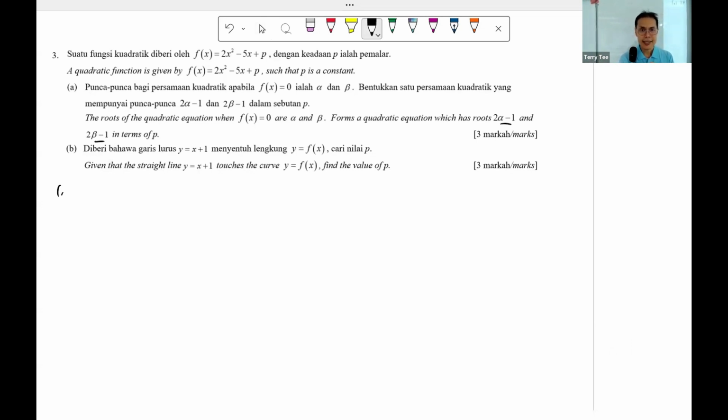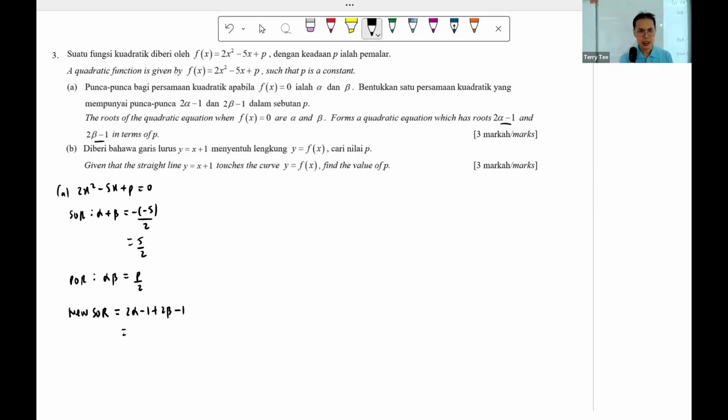We start by letting my f(x) be 0. My SOR, sum of roots, is alpha plus beta. The result is negative b over a. We can write this as 5 over 2. POR is alpha times beta. The result is c over a. Now, we need to form a new equation. Before you form a new equation, we need to identify our new SOR and new POR, which is what? 2 alpha minus 1 and 2 beta minus 1.